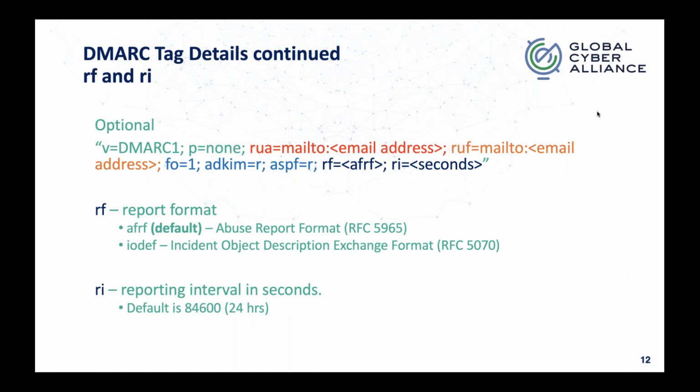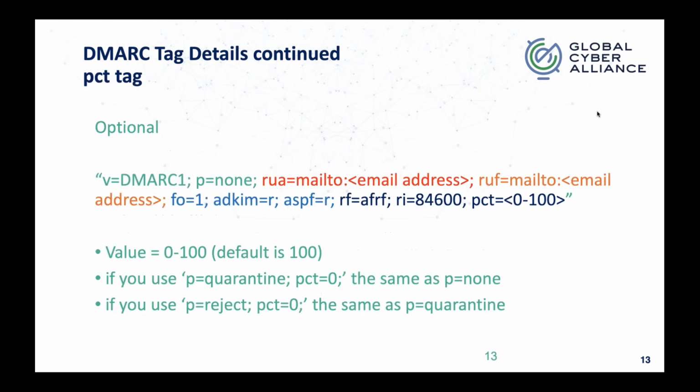And again, if you don't put in the RI tag, by default it's going to go to 24 hours, 84,600 seconds. Then you have your PCT tag, which is your percentage tag. That basically defines what percentage of messages are going to be impacted by this DMARC policy. Your value is between 0 and 100. Default is 100. So if you were to put in a value of PCT equals 50, semicolon, that means that 50% of the messages are being hit by DMARC. The other 50% are not being hit by DMARC.